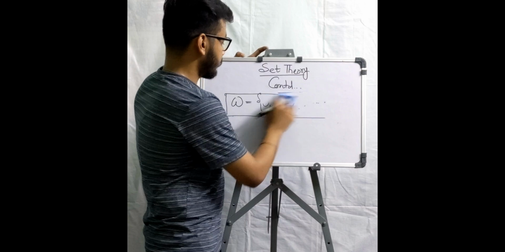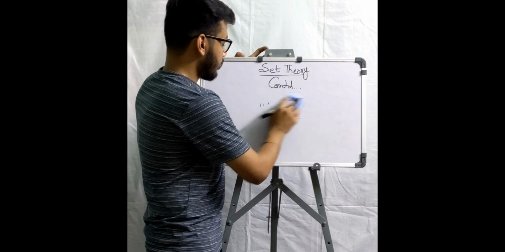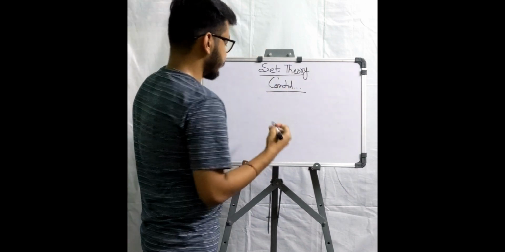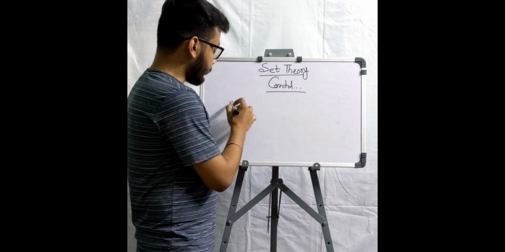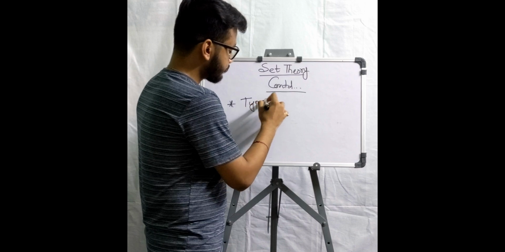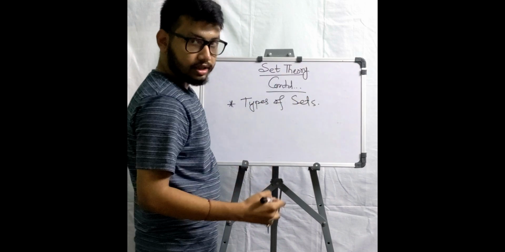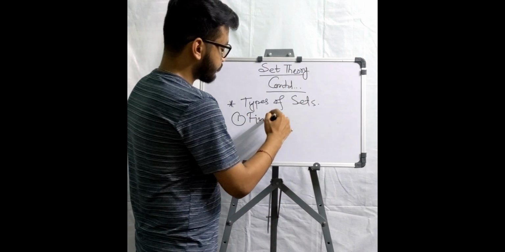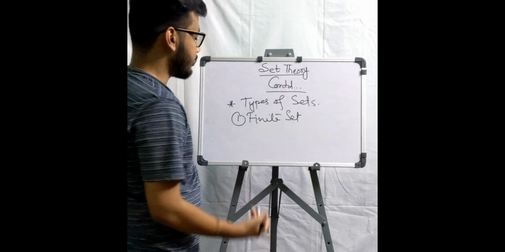Now we are going to understand our next topic, which is nothing but types of sets. Here, firstly we have got something called a finite set. So what do you mean by a finite set?